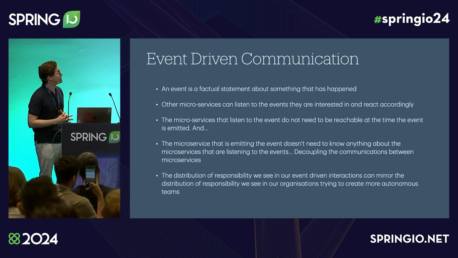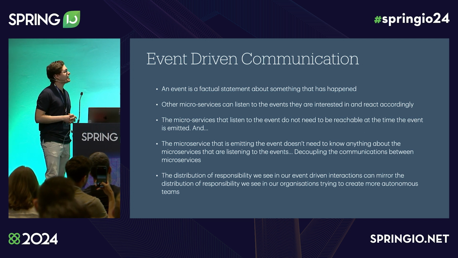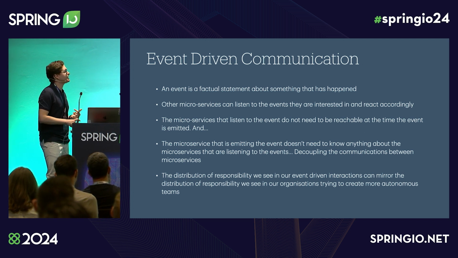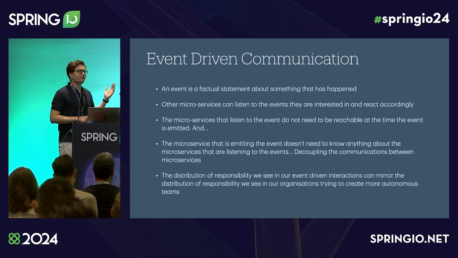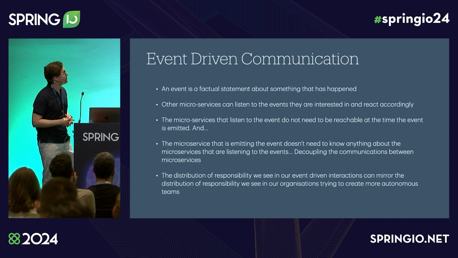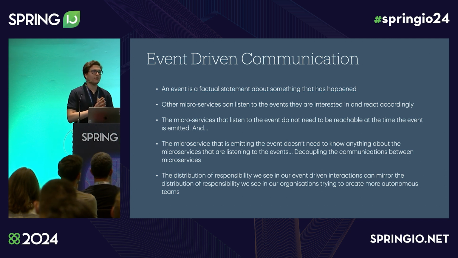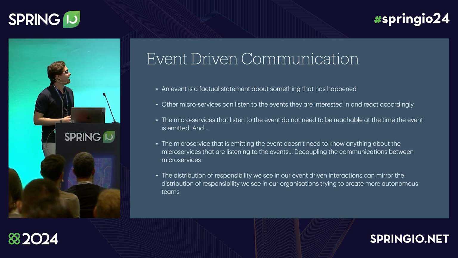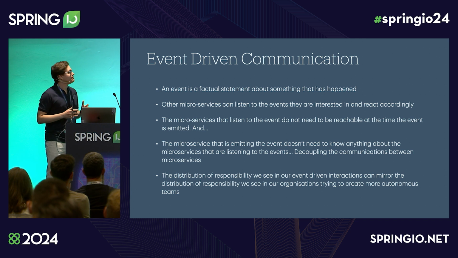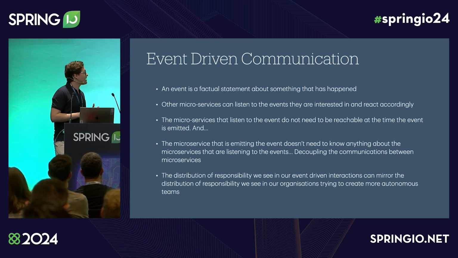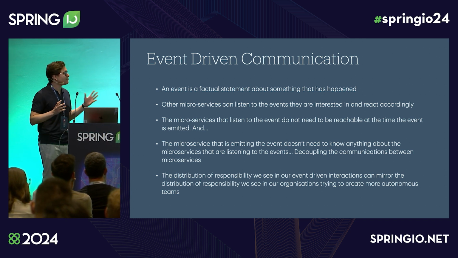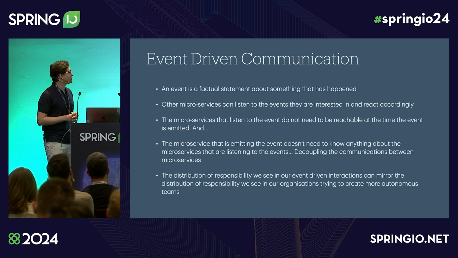So an event is a factual statement about something that has happened in your service. Other microservices can listen to the events they are interested in and react accordingly. The microservices that listen to the event do not need to be reachable at the time the event is emitted, so our communication is decoupled now. And the microservice that is emitting the event doesn't need to know anything about the microservices that are listening to the events, decoupling the communications between microservices.